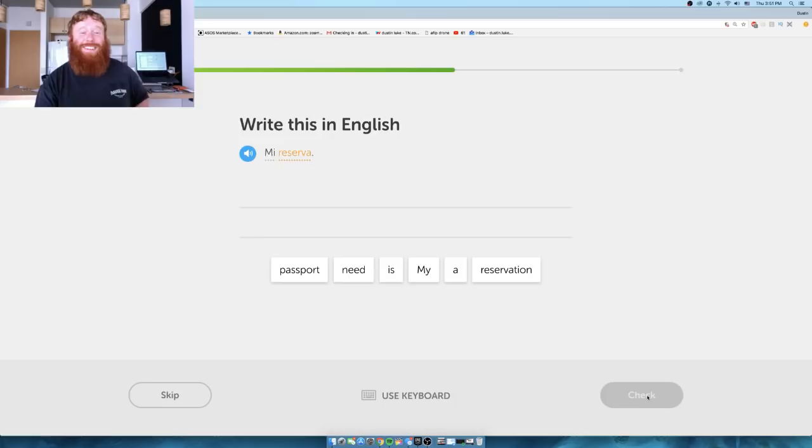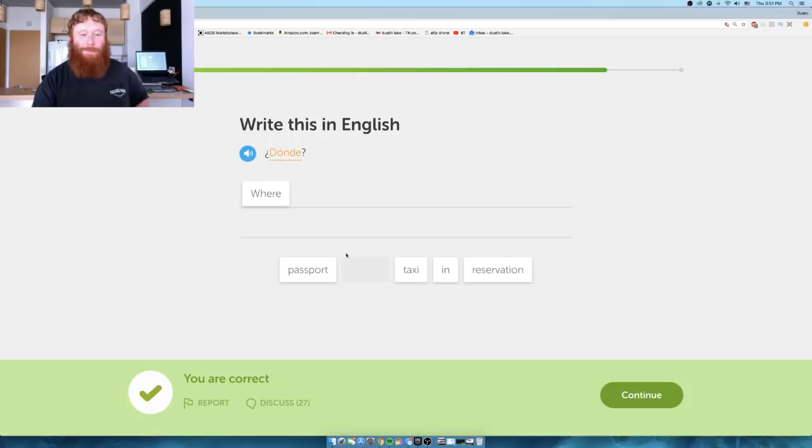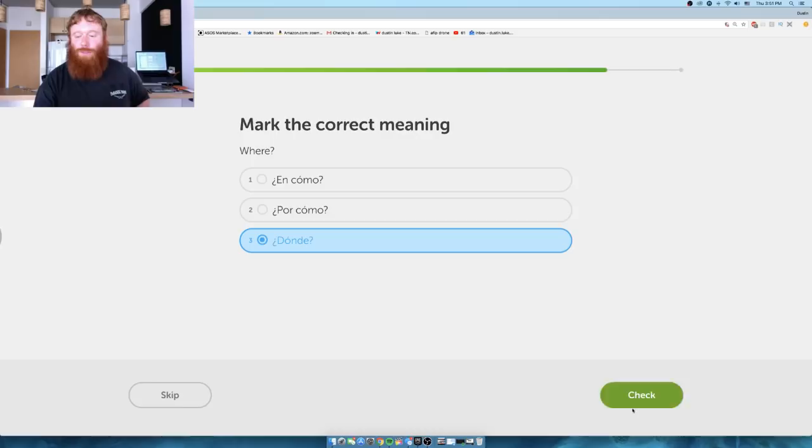So that means, okay, so reserva is reservation, so that would be like my reservation. Donde? Where? Where is my passport? Donde? Continue. Where? Is donde? They just told me that.